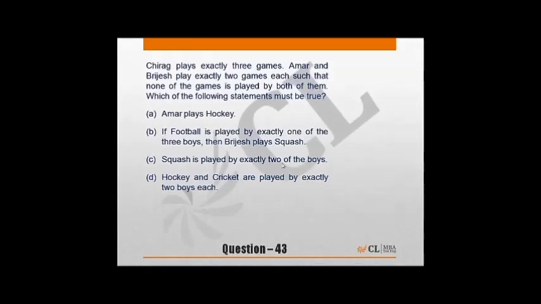Chirag plays exactly 3 games. Okay. So the 4 games are hockey, football, cricket and squash. And the person can either play football or play squash. He cannot play both. The question says Chirag plays exactly 3 games. Amar and Brijesh play 2 games each, and none of the games is played by both of them. That means Amar and Brijesh cannot play the same game. Both of them play 2 games, but there is no common game between the 2. Which of the following must be true?